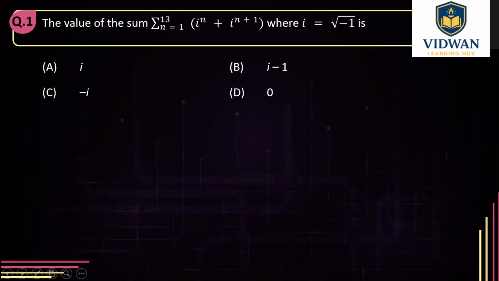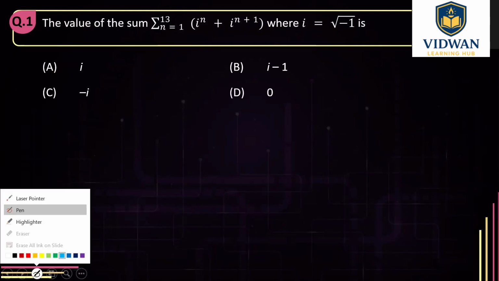Now let us begin with some questions on the first topic of complex numbers. Here we have the value of the sum where i is root minus 1. Let's solve this problem.